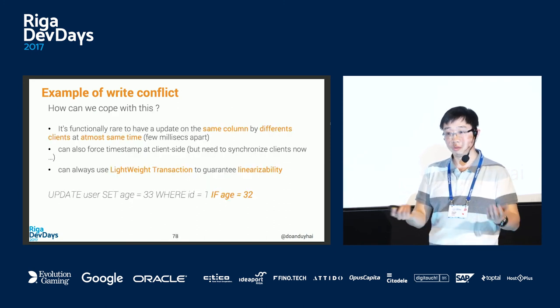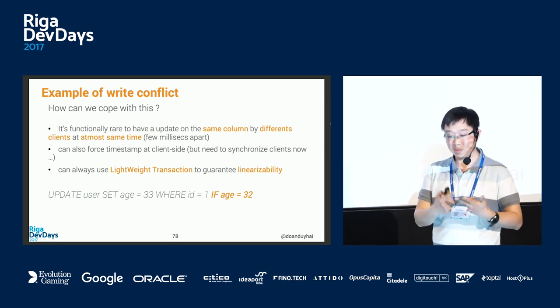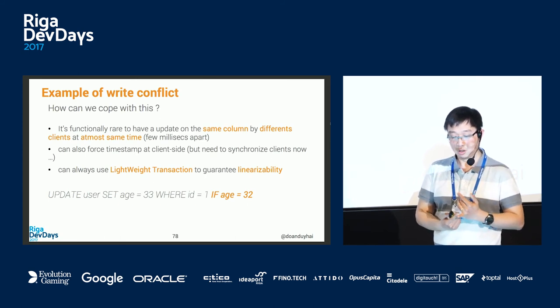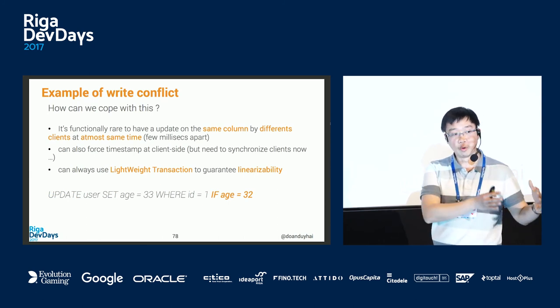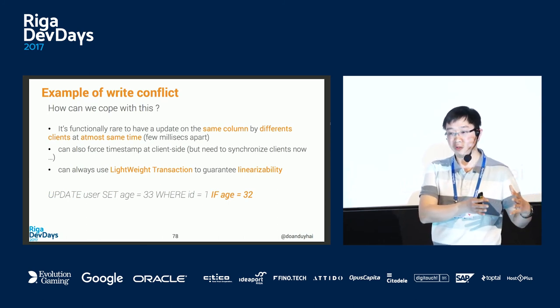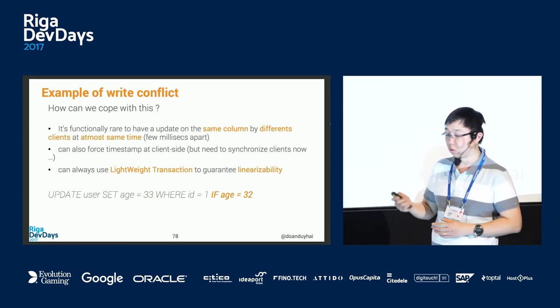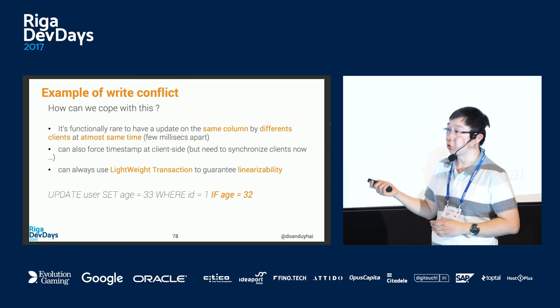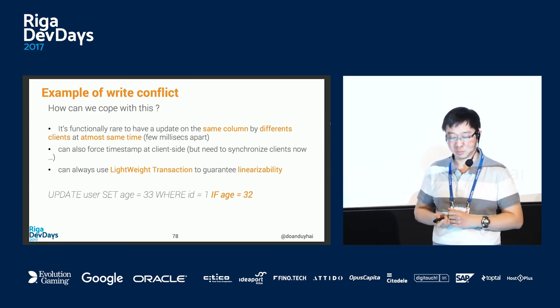So how can you solve this issue? Well, it's functionally rare because an update on the same column by different clients at almost the same time is quite rare. You can force the timestamp at the client side, but you only move the time synchronization from the server back to the client. You can always use lightweight transaction to have a strong coordinated consistency level with Paxos.